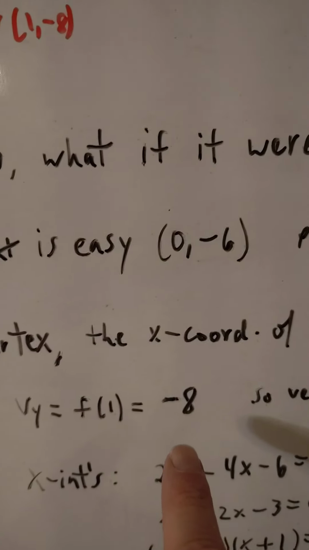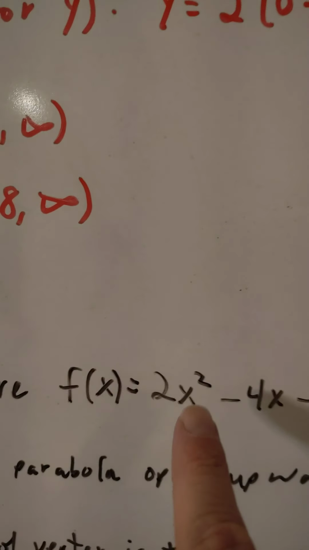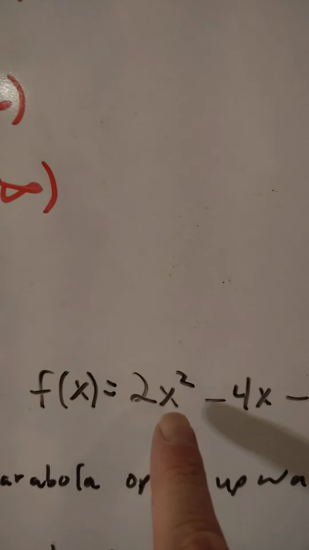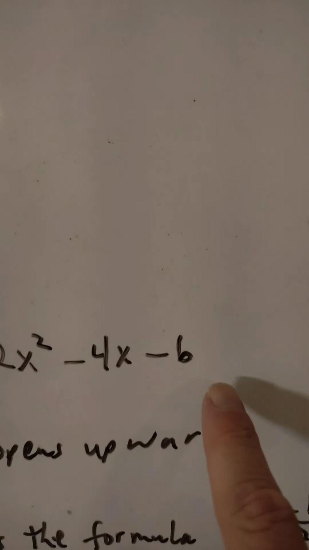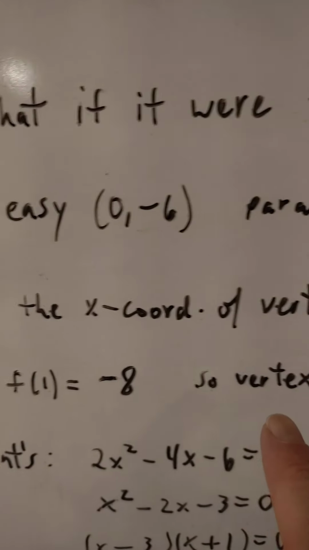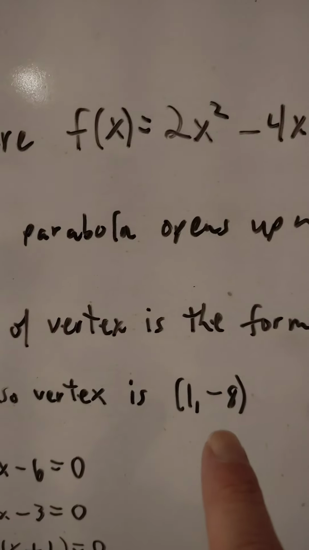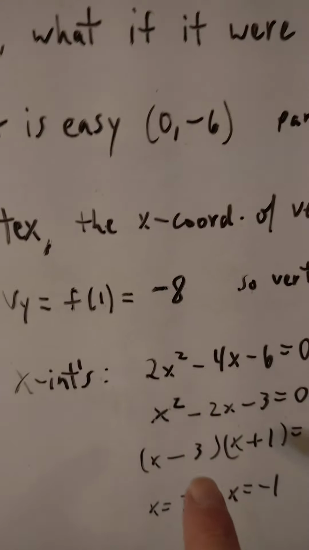Well, we get negative 8. When x is 1, it's pretty easy. What's 2 times 1 squared? What's 2 times 1? 2. What's 2 minus 4? Negative 2. What's negative 2 minus 6? Negative 8. So we got the y-coordinate of the vertex. So what is the vertex? (1, -8). Let's find the x-intercepts now.